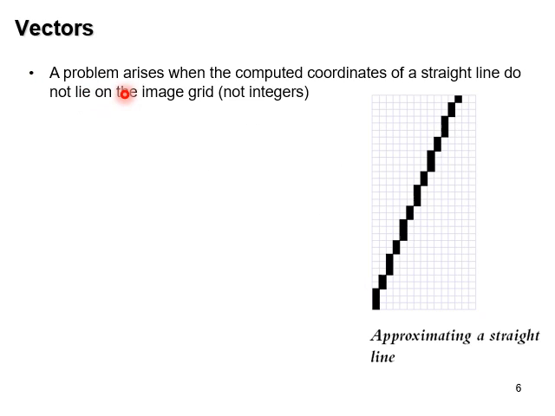So we say here that a problem arises when the computed coordinates of a straight line do not lie on the image grid. They are not integers. So if you look at this line, as we said, this line would have this stairway effect. Why is this happening? Let's take this as an example. Let's assume that we want to draw a straight line on an image going from this pixel here to this pixel down here. Okay?